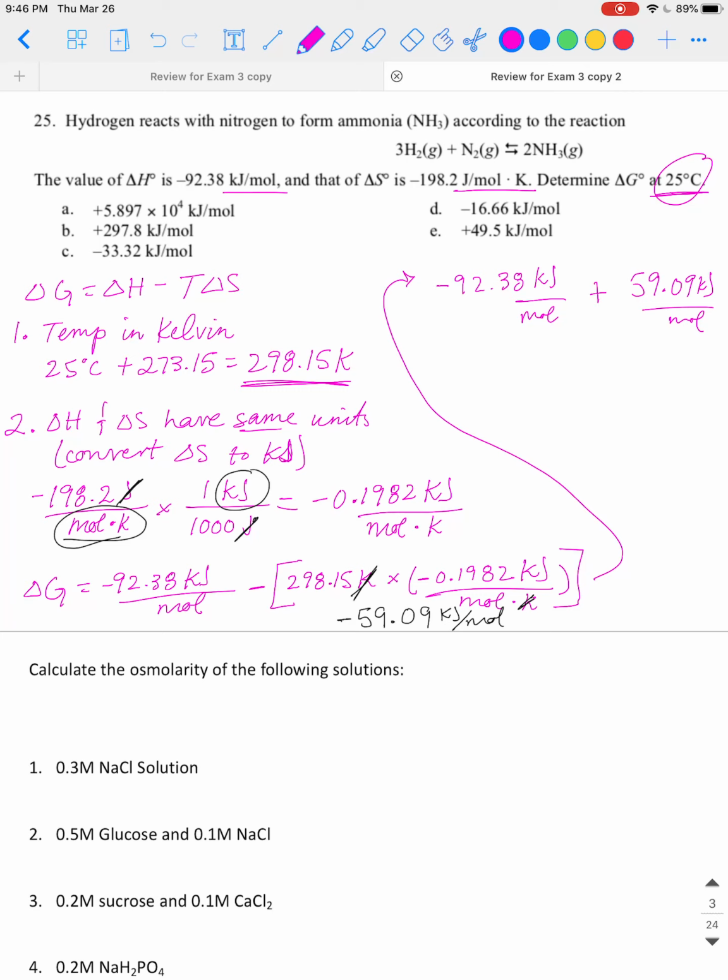Okay, so I'm going to plug this into my calculator now. Negative 92.38 plus 59.09. And you should get negative 33.29 kilojoules per mole, which matches answer choice C. That is our delta G.